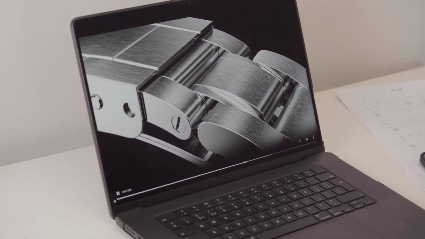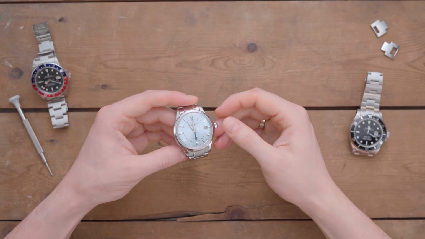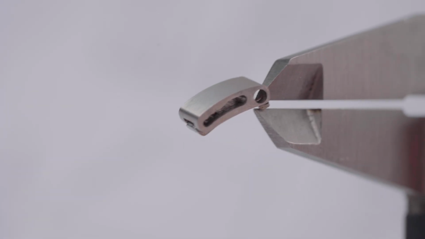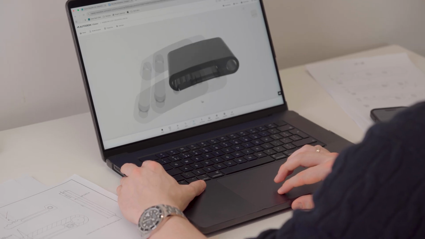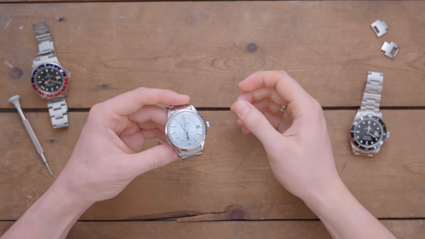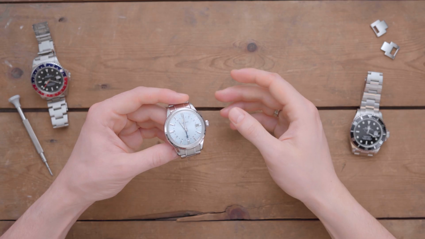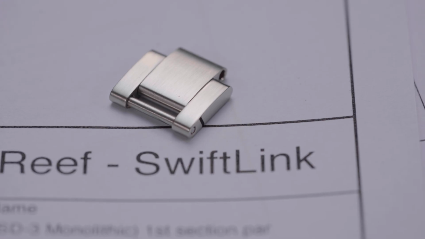What began as a single problem to solve became the most ambitious piece of bracelet engineering we've ever undertaken. It pushed us into new materials, new tolerances, and manufacturing processes far beyond traditional watchmaking. Along the way, we've filed 2 patents to protect what we've developed, safeguarding years of mechanical innovation and ensuring SwiftLink remains a true world first.